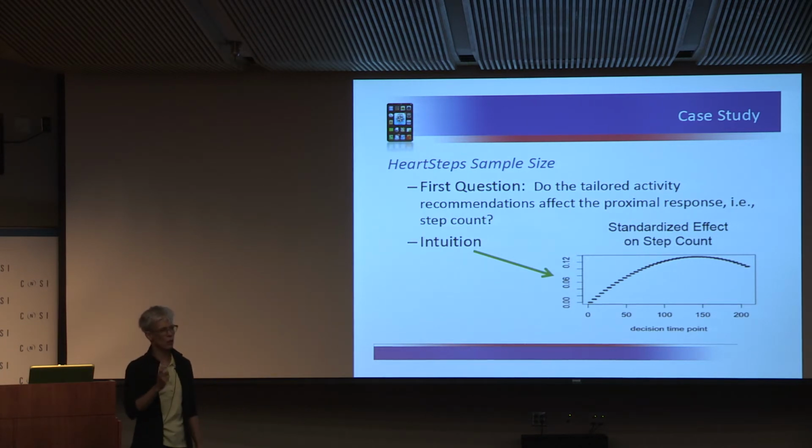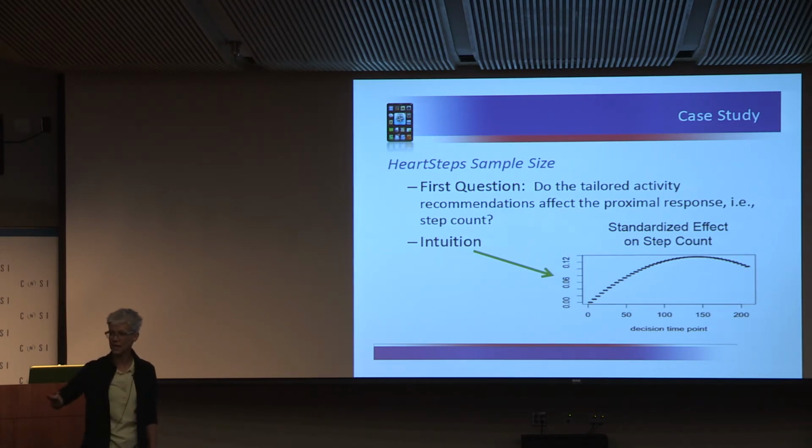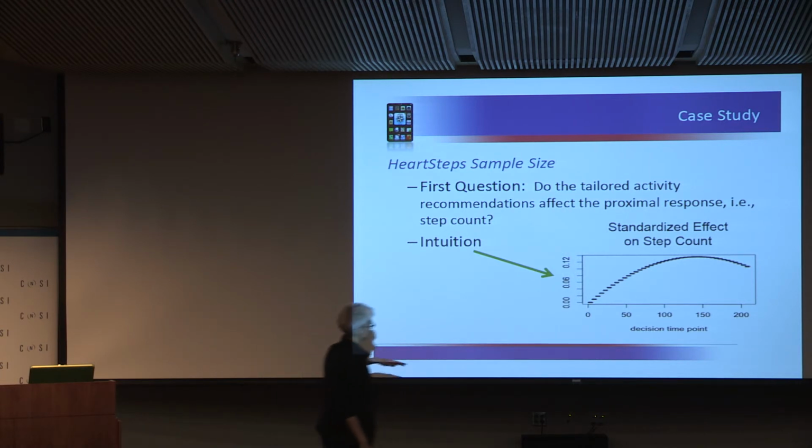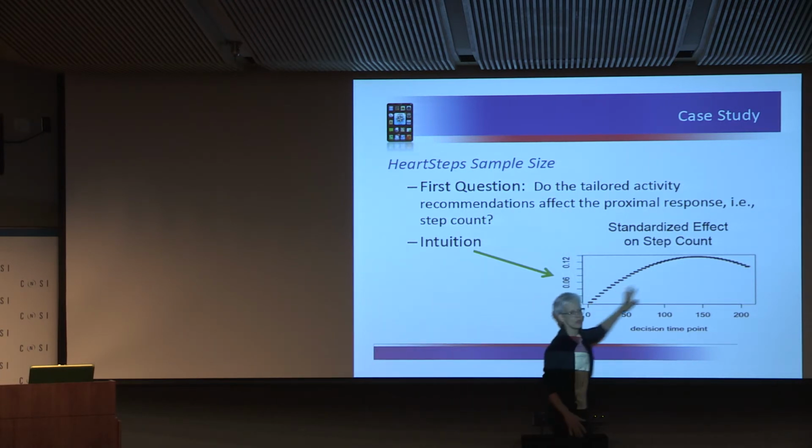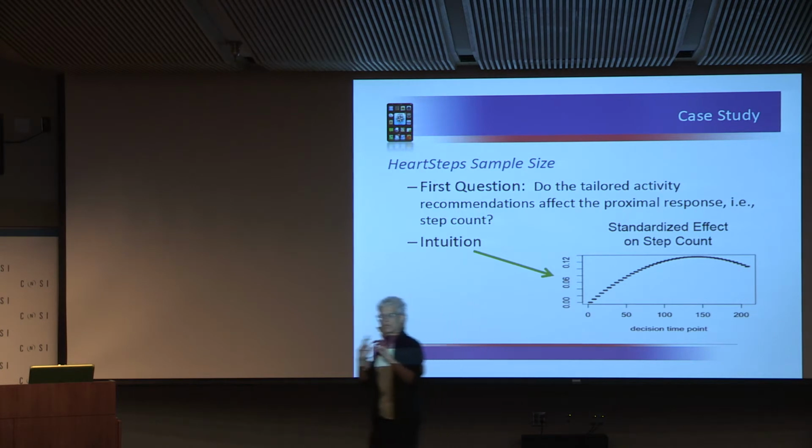What this does is open the door to not only between-person comparisons, a person who gets a recommendation at a decision time versus another person who does not get a recommendation at that same decision time. That's a between-person comparison. It also opens the door to within-person comparisons: when I got a recommendation at a time versus at another point in time when I didn't. And having that conjecture of a smooth outcome is what enables that.